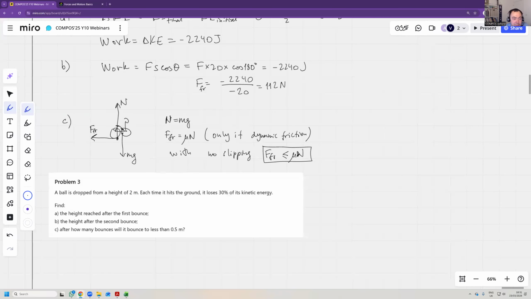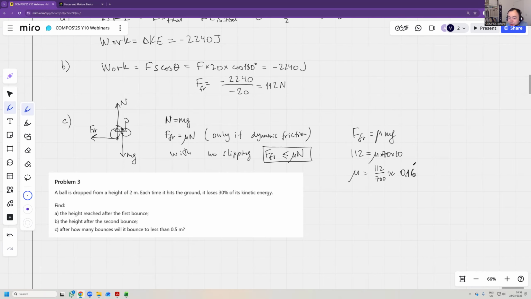And therefore, n is mg, so the frictional force is mu mg, and we know that the frictional force is 112, which equals mu times 70 times 10. So mu is 112 over 700, which is approximately 0.16.